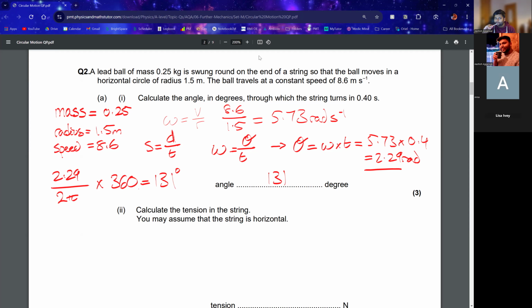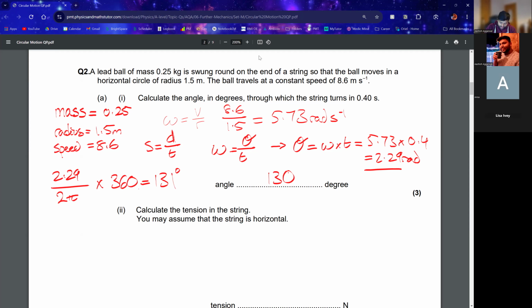Is it because all the numbers in the question are given to 2 significant figures, but our answer is given to 3 significant figures? So we should also give ours to 2 significant figures. Very good. Yeah, we will introduce a level of accuracy that we don't have, so we need to not do that. Perfect. So 130 degrees. Cool.